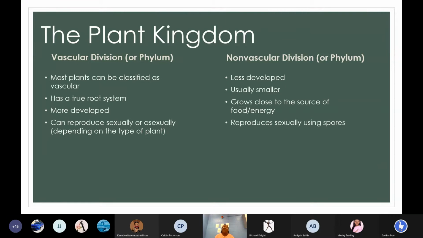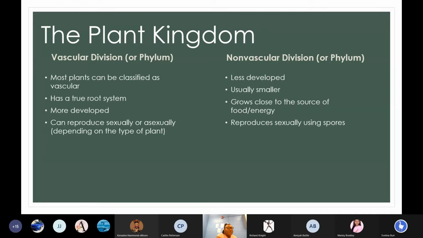Most plants, when you think of a plant, you're probably thinking of a vascular plant. Yes, most plants, please write this down. Most plants can be classified or grouped, identified as vascular plants. A vascular plant is strong. It has lots of body parts. Yes, it's more developed. A vascular plant has a true root system, and a vascular plant can reproduce sexually or asexually, depending on the type of plant.